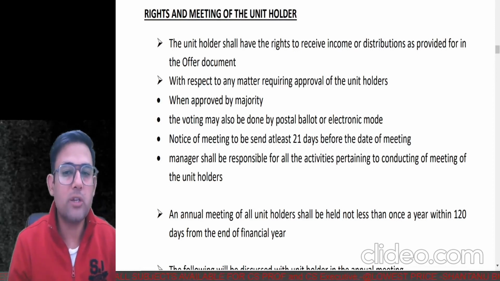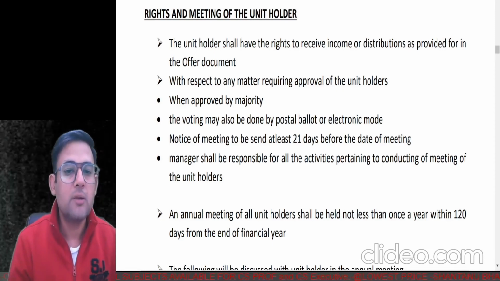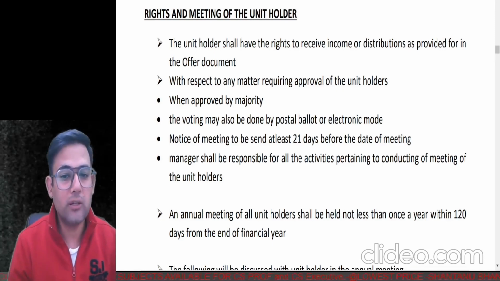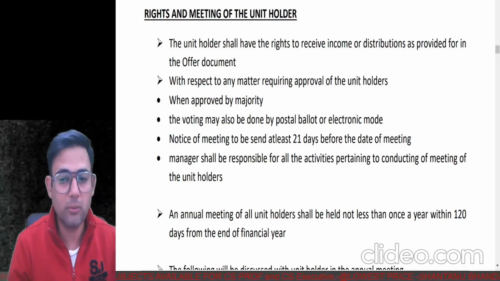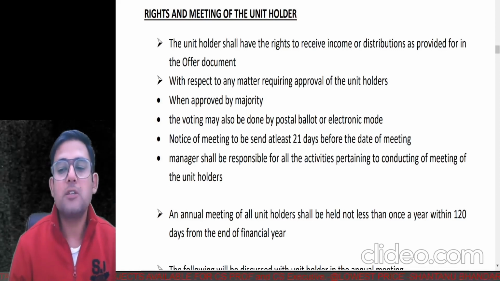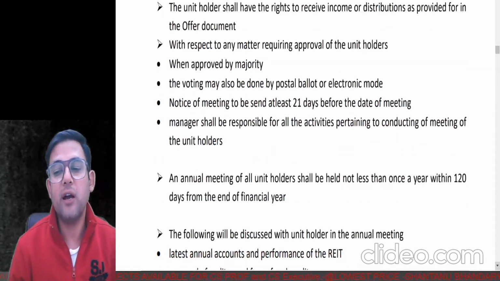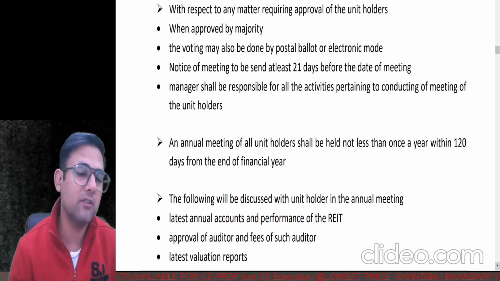So the unit holders have the right to get the income or the distribution as and when it's declared. The unit holders also have the right to vote at the meeting and to present their point of view. They also have the right to get the notice of the meeting, just like in a normal company, 21 days before the meeting. Now, as per the rule of law, it's been further said that the REIT has to conduct the meeting within 120 days after the end of the financial year.